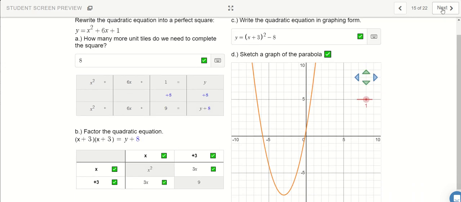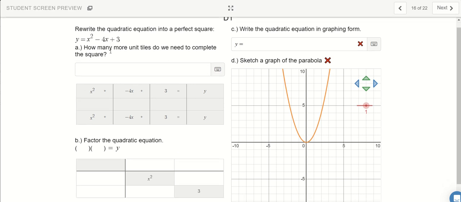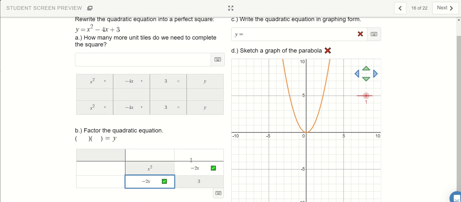All right, let's do a few more. So let's go and rewrite this as a completing the square. So let's see. I can split 2x in half. Minus 2x minus 2x. Okay.